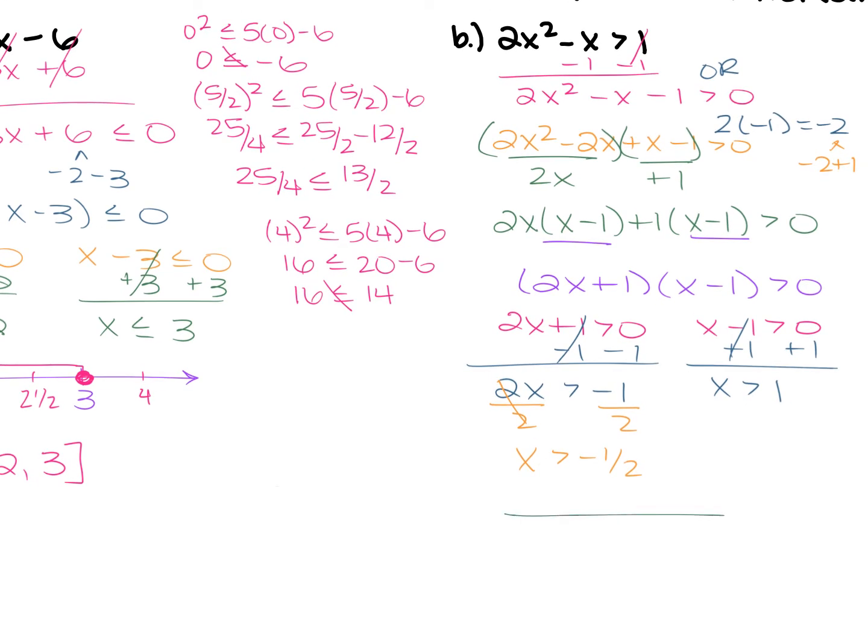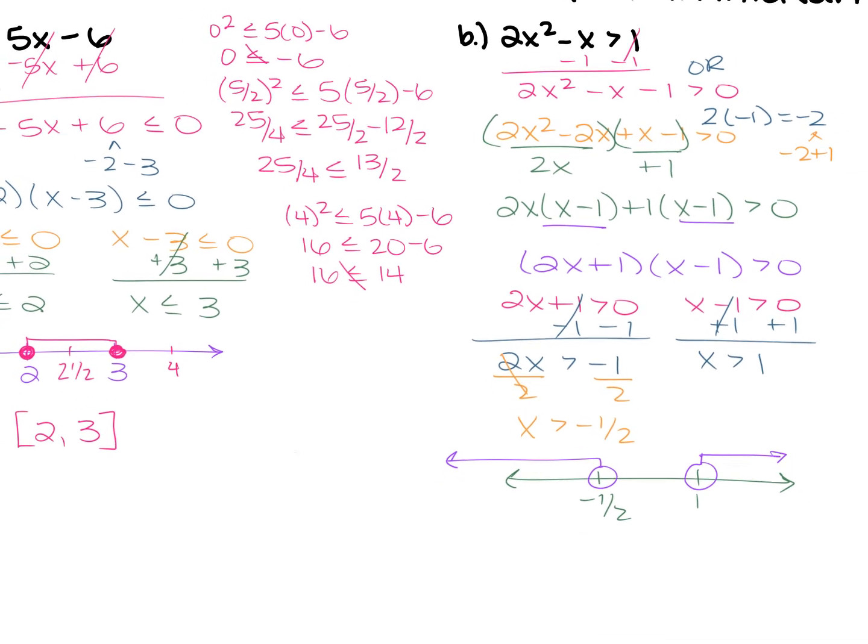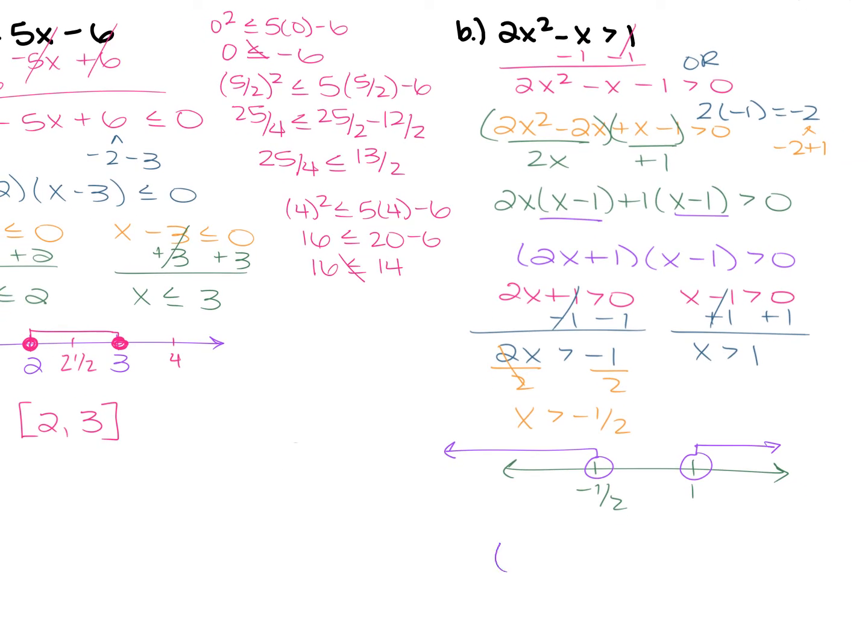So on your number line, your -1/2 is going to go to the left since it's less than the 1 on the right. Both of these are going to be open circles since it's just greater than. And we said from the very beginning that it's going to be an or statement, so our lines are going to go opposite directions. So they'll go away from one another. Which means for your interval notation, you're going to go from -infinity to -1/2 with parentheses, with a union from 1 to +infinity with parentheses.